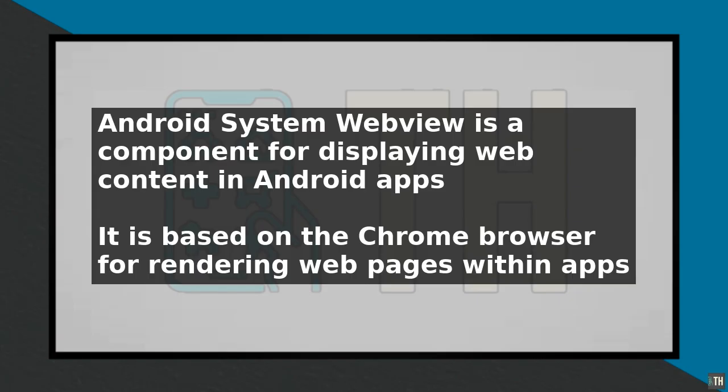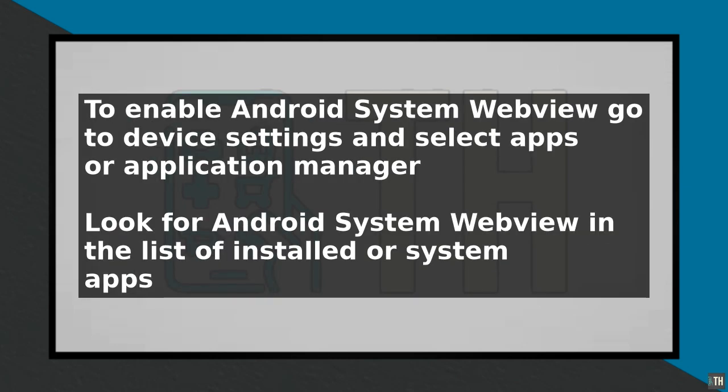First, go to your device settings. Then scroll down and select Apps or Application Manager. Look for Android System Webview in the list of installed apps. If you cannot find it, it may be listed under System Apps or All Apps. Once you have found Android System Webview, select it and look for the Enable or Disable option.